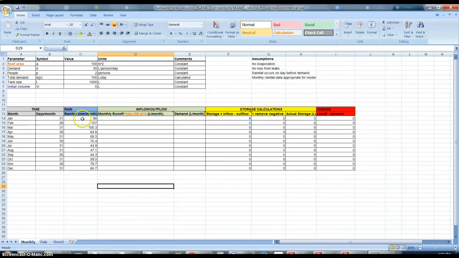Alright, so this is the rainfall for Bankstown. Rainfall statistics for the last 50 years or so. So from this we're going to look at trying to predict what we kind of need in terms of the storage volume with that certain demand. Alright, so the first thing we might do is just draw a graph of the rainfall statistics.